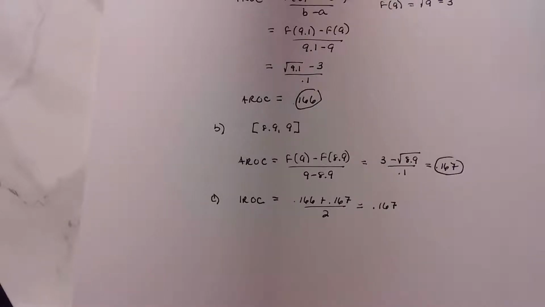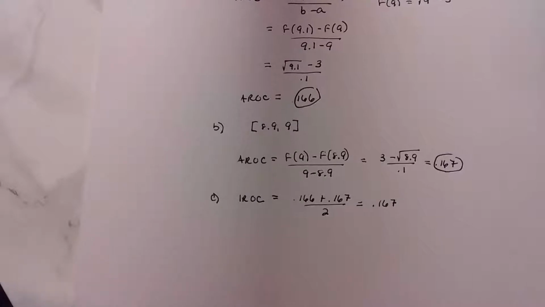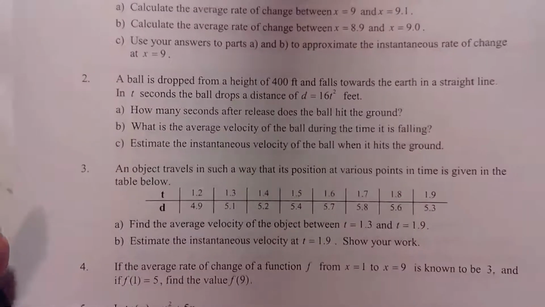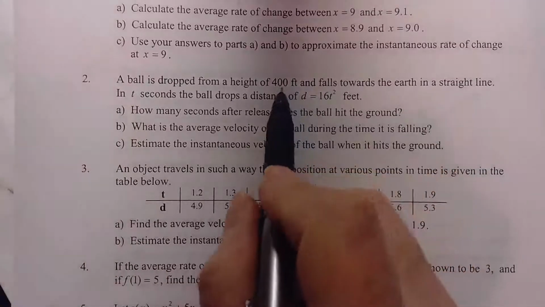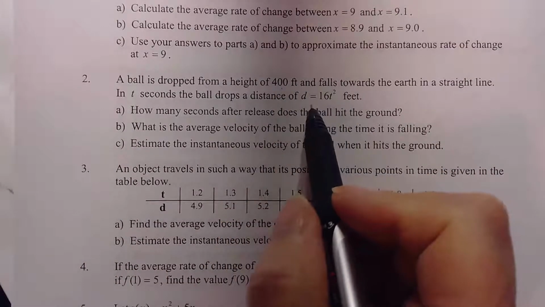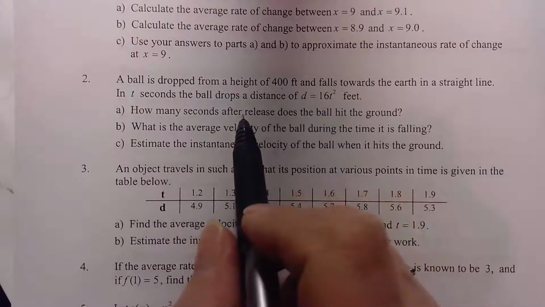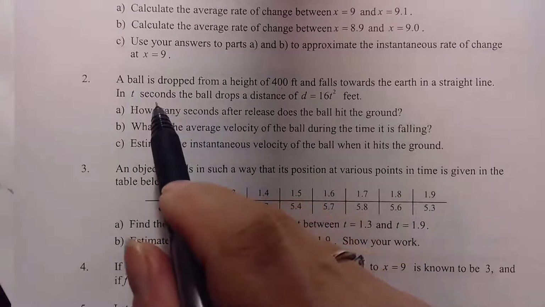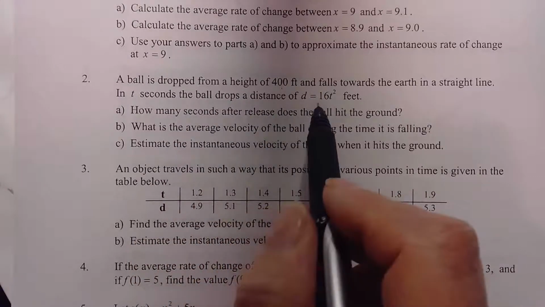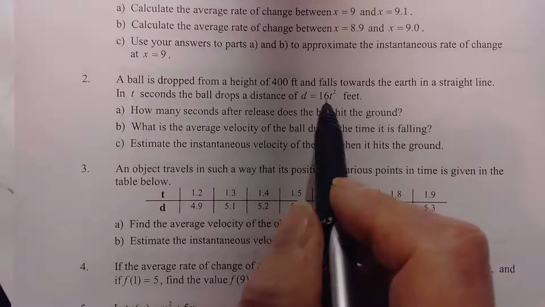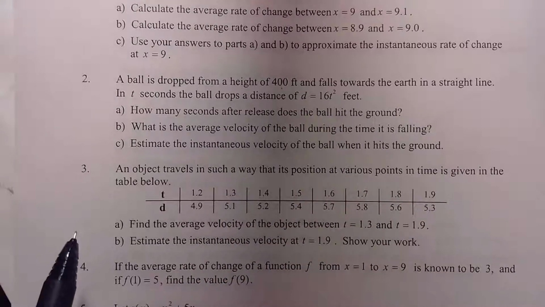In number 2, we've got the ball, right? The ball's dropping. So again, a ball is falling from a height of 400 feet toward the earth, and in time t seconds, the ball drops a distance of 16 t squared feet. So A, how many seconds after release does the ball hit the ground?